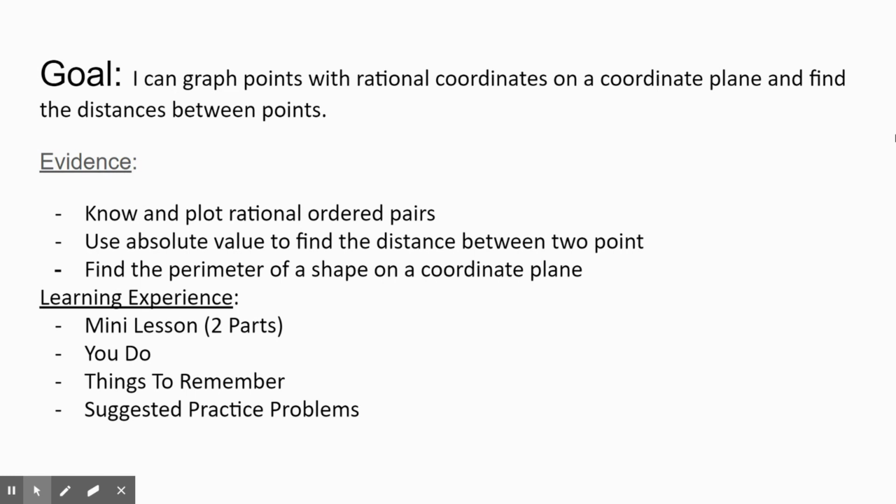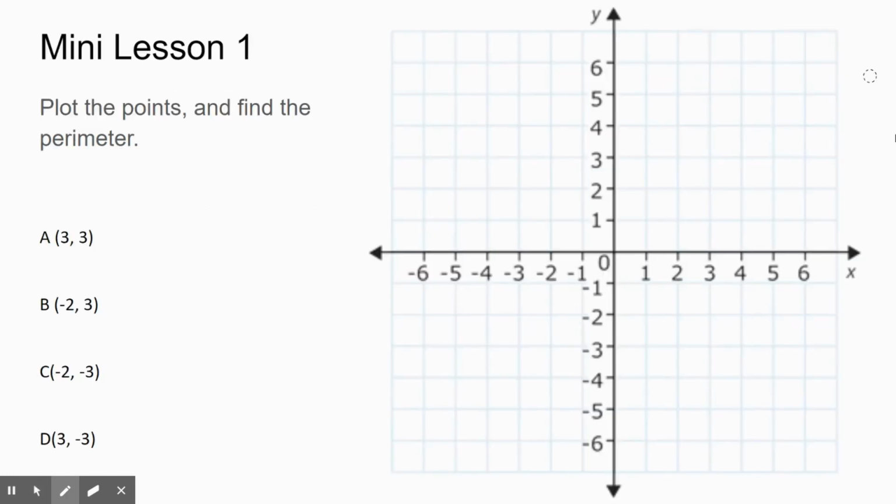If you haven't watched the 2.5 distances between 2 points video, I would suggest watching that first. Otherwise, it's not going to make a whole lot of sense. In terms of learning experience, we're doing a mini lesson. It's going to have 2 parts to it because there are 2 ways you can do this. You're going to do a you-do. There will be things to remember, the key points for this video, and then, of course, suggested practice problems at the end. So let's start by figuring out how we can find the perimeter of a rectangle in one way.